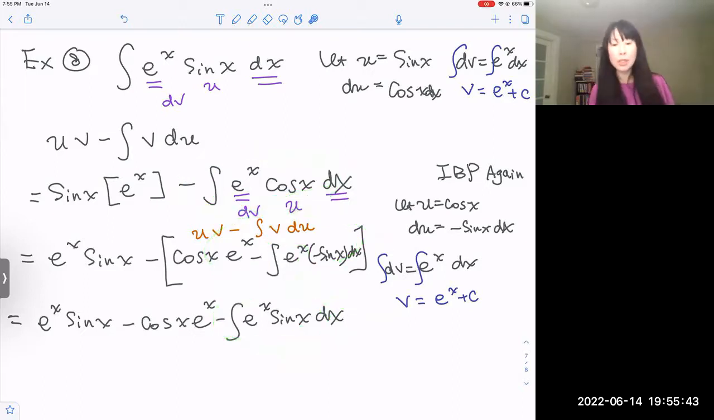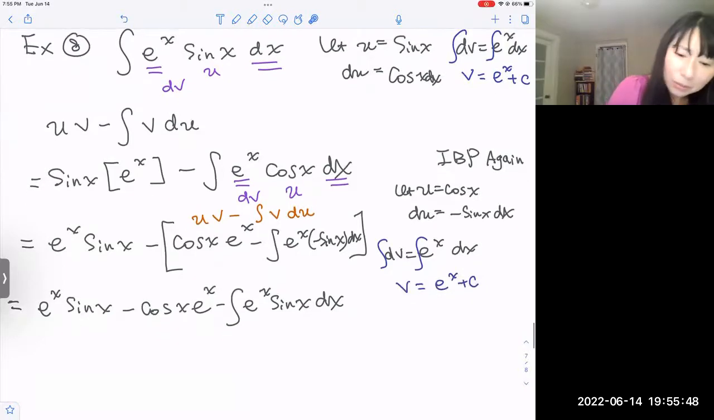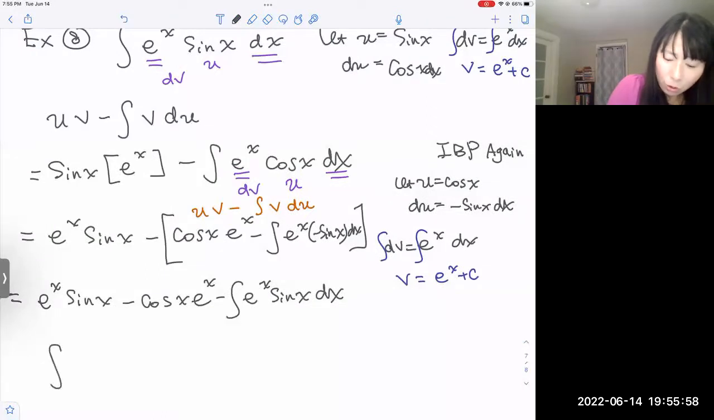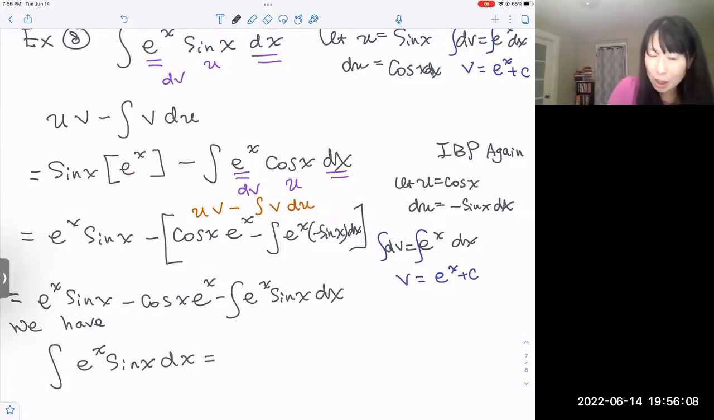So what we do in this case, let me arrange this. The original problem, I'm going to rewrite it here: the integral of e to the x sine x dx, which is equal to the last step. I'm going to rewrite e to the x, minus e to the x.